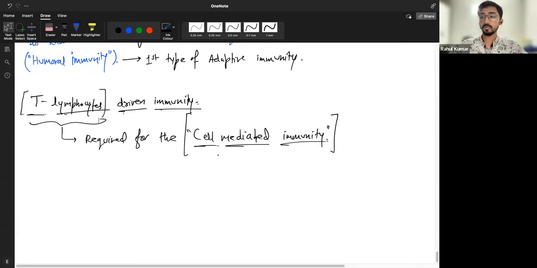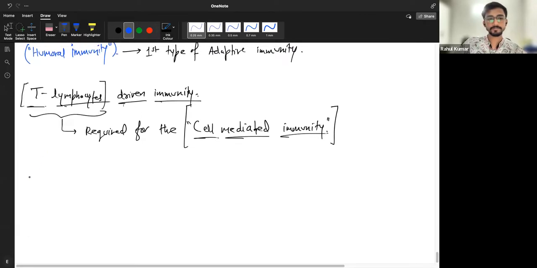And there are two more words, vaccination, active immunization and passive immunization, based on the same concept. So let's first understand what is active and passive immunity. Anyone has an idea what is active and passive immunity?